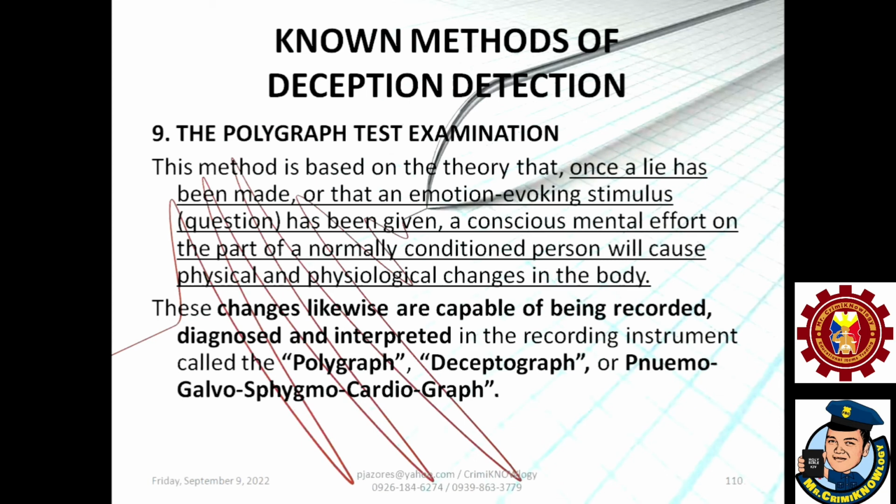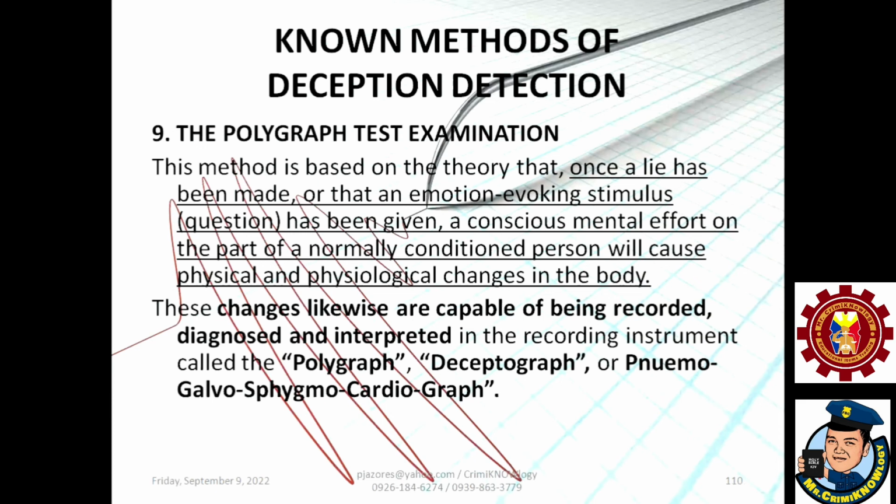Okay, let's have now the ninth and the last, which is the most common in the criminology world, and that is the polygraph test examination. There is a theory in lying. This theory is based on once a person lies, there will be an emotion-evoking stimulus. Once the question is asked to him, the conscious mental effort on the part of a normally conditioned person will cause physical and physiological changes in the body.